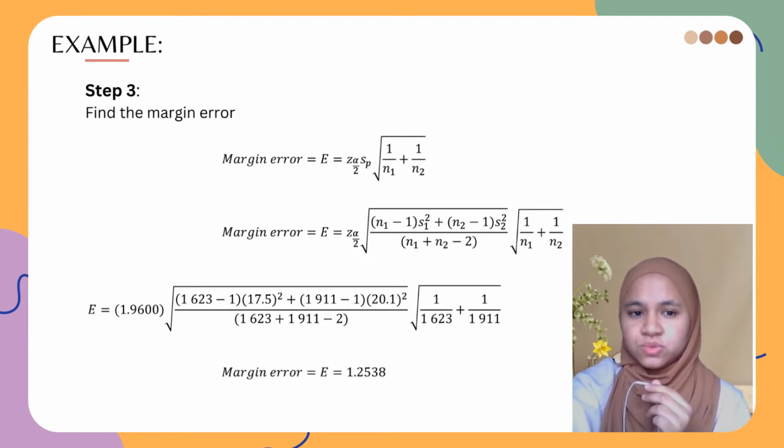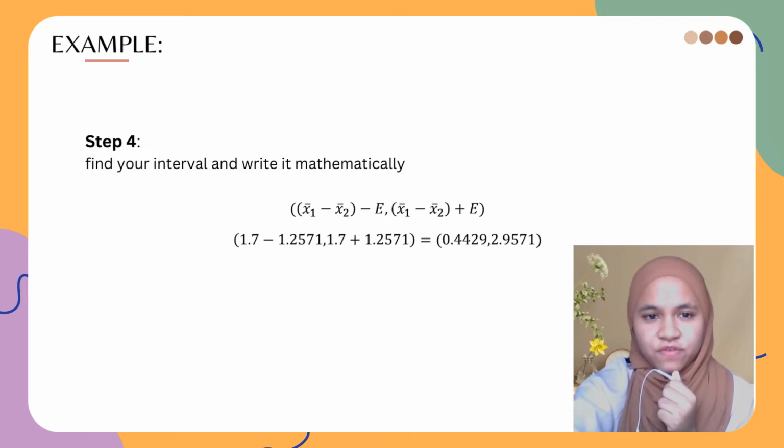which will equal 3532, and then we are going to take that times the square root of 1 over 1623 plus 1 over 1911. Those values come from the sample size. We find the margin of error to be 1.2538. Step 4, we are going to subtract that from 1.7, which was our point estimate, and then add it to that. The final answer will be 0.446 and 2.954.